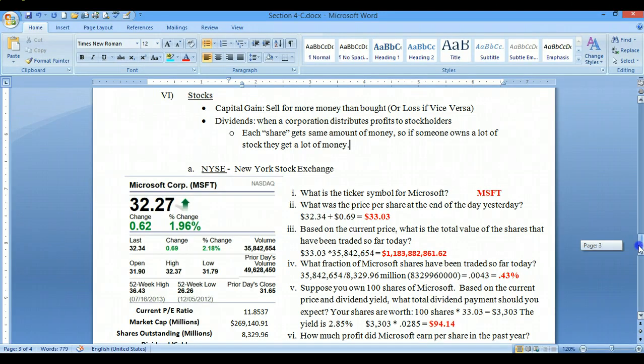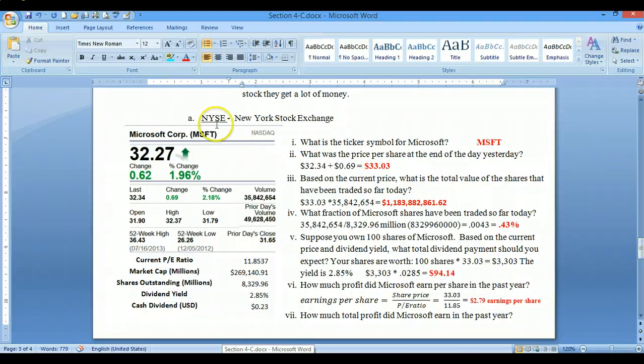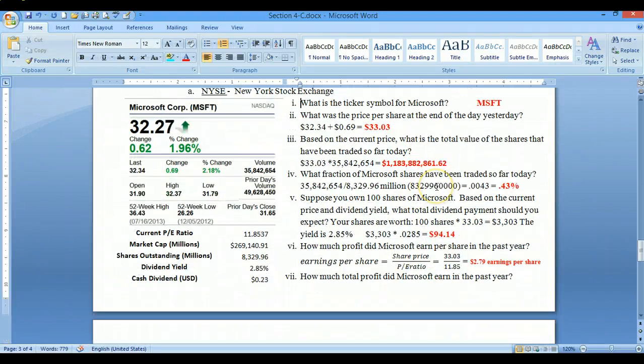The next one is moving on to understanding a little bit about the New York Stock Exchange. Over here we have a comprehensive quote about Microsoft and a couple of questions just so that we get familiar with it. All right, I'm going to make this line up a little bit better too.